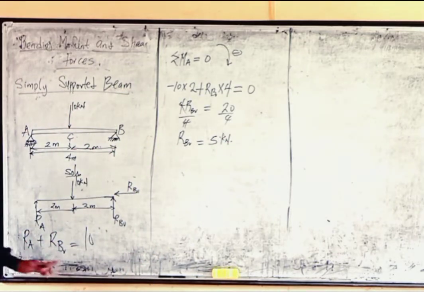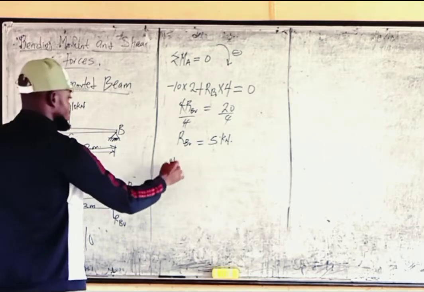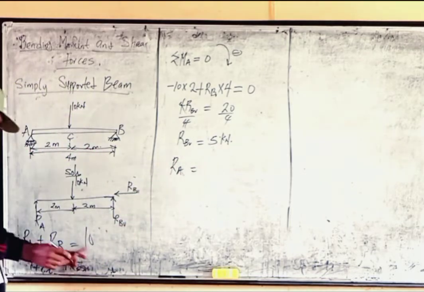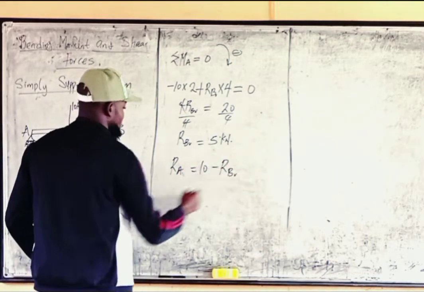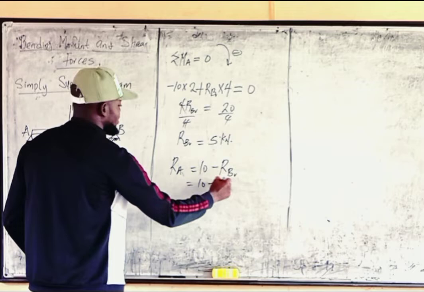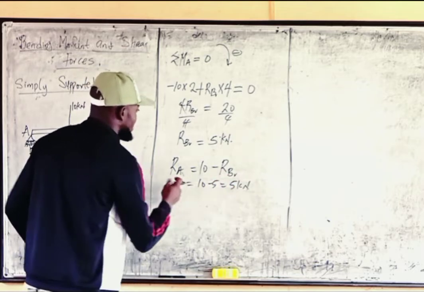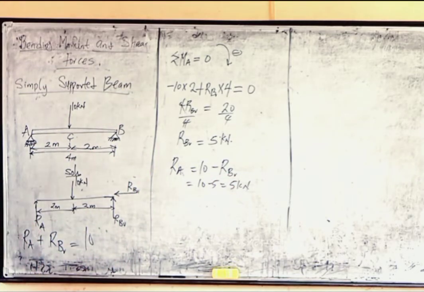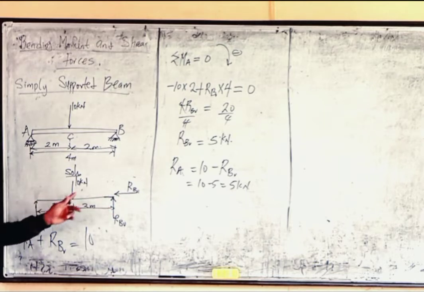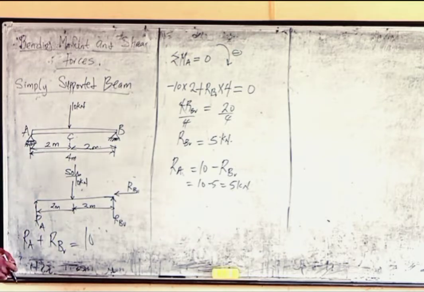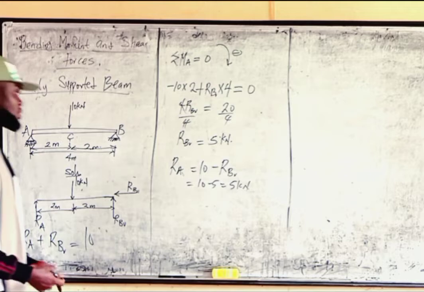Remember, arrow A plus arrow B is equal to 10. So arrow A should be equal to 10 minus arrow B, that is 10 minus 5, which equals 5 kilonewtons. So our arrow B is equal to 5, our arrow A is also equal to 5. Why? Because the thing is symmetrical. We have 10, just share it, each will carry half, because the distance from here and the distance from here are the same. So we just divide it by 2, and that is why it's like that.